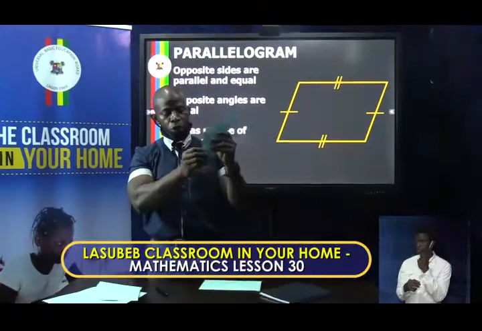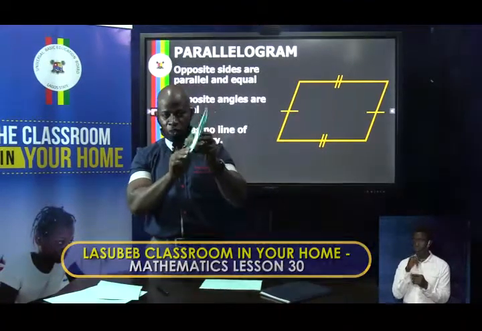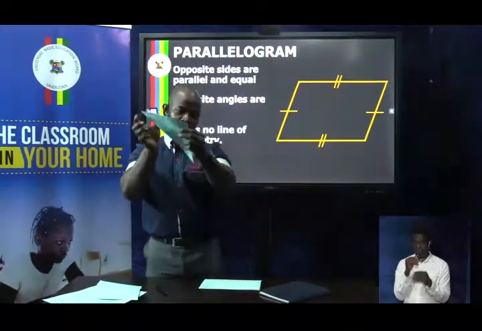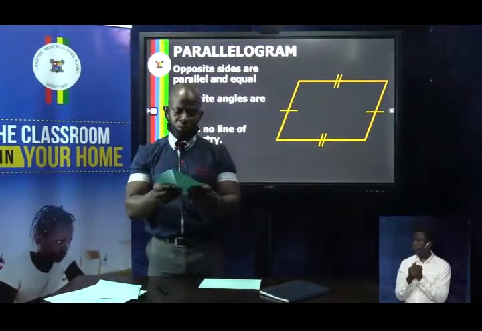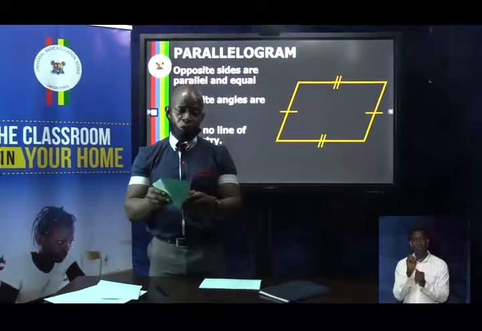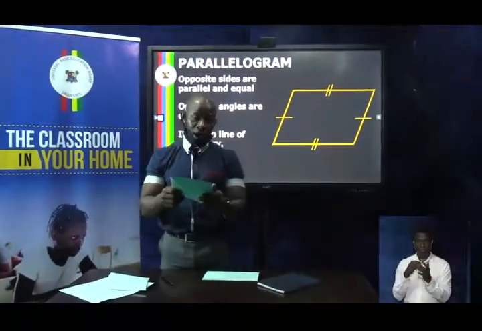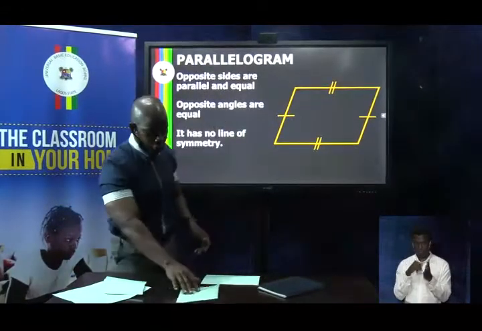Now you see overlapping, which means they are not equal. If I turn it again, you see overlapping. This one is overlapping this one. So they are not equal. Whichever way you try to fold it, you will not find a line that makes them equal. So a parallelogram has no line of symmetry, my friend.